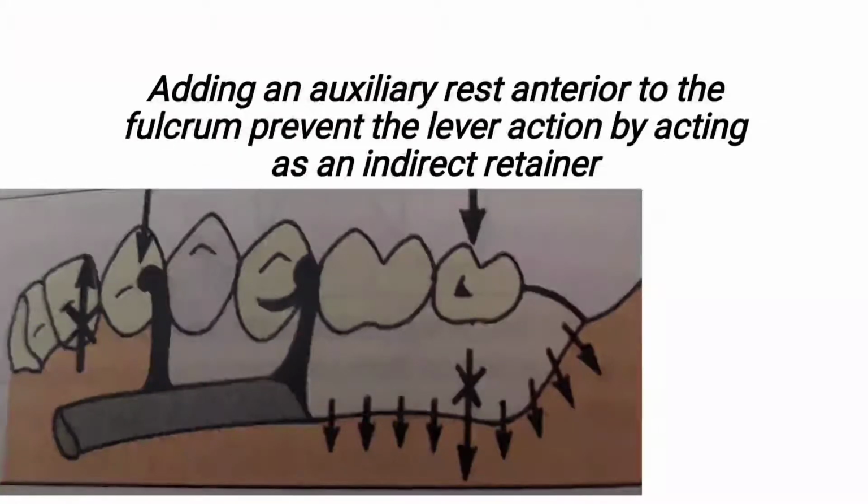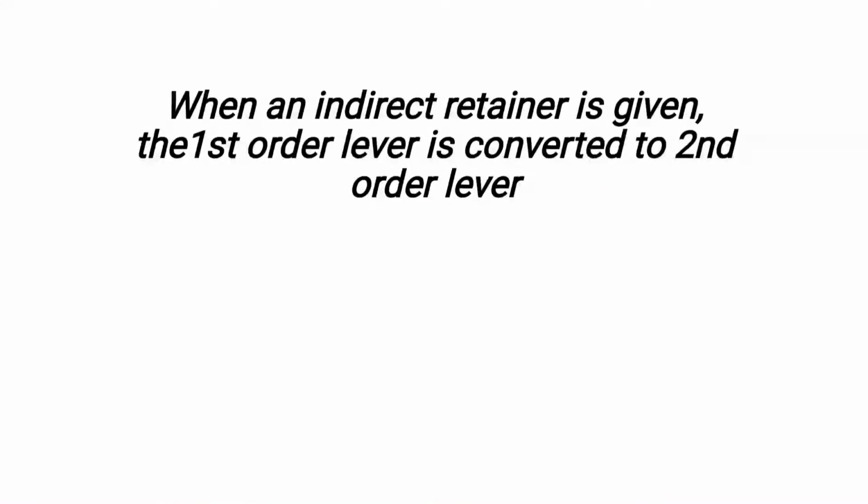Adding an auxiliary rest anterior to the fulcrum prevents the lever action by acting as an indirect retainer. You can see this diagram. When an indirect retainer is given to the first order lever, then it is converted into the second order lever. Got it?